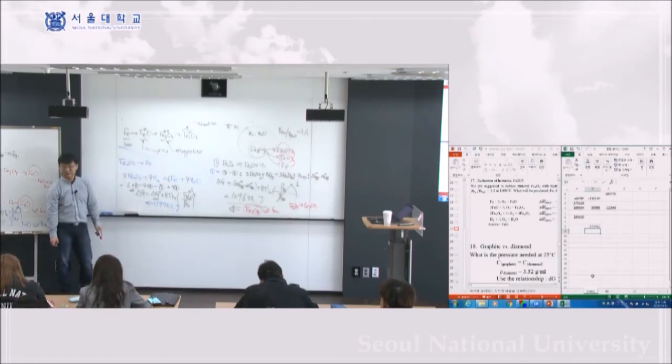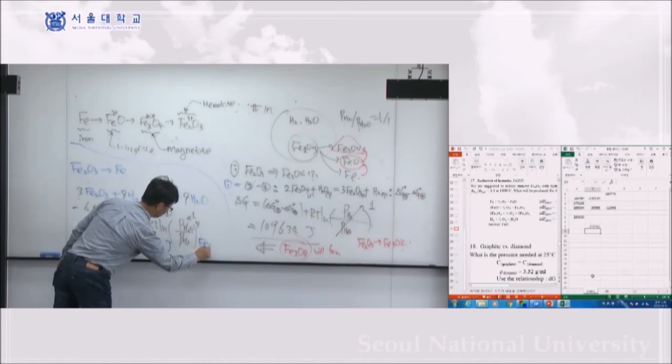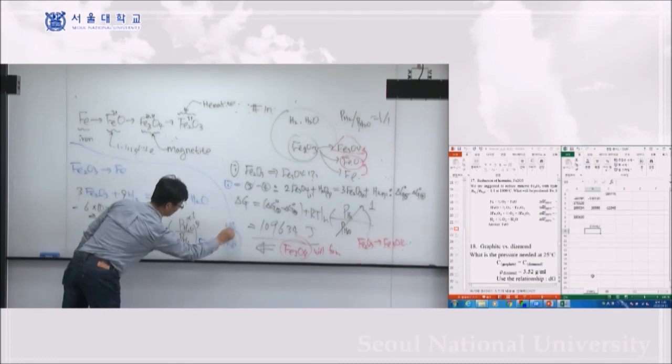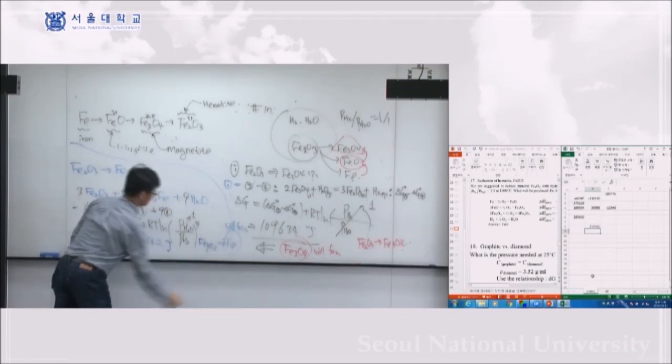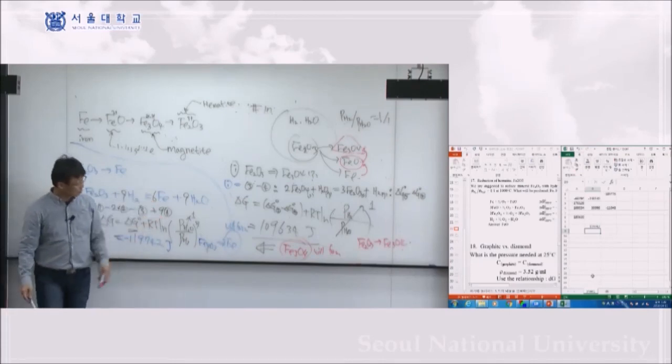It's negative here. So it means forward reaction. So I'm going to the forward reaction. It means Fe2O3 becomes Fe metal. Fe metal will form. What the heck? I mean, Fe3O4 is from Fe. So look at this.